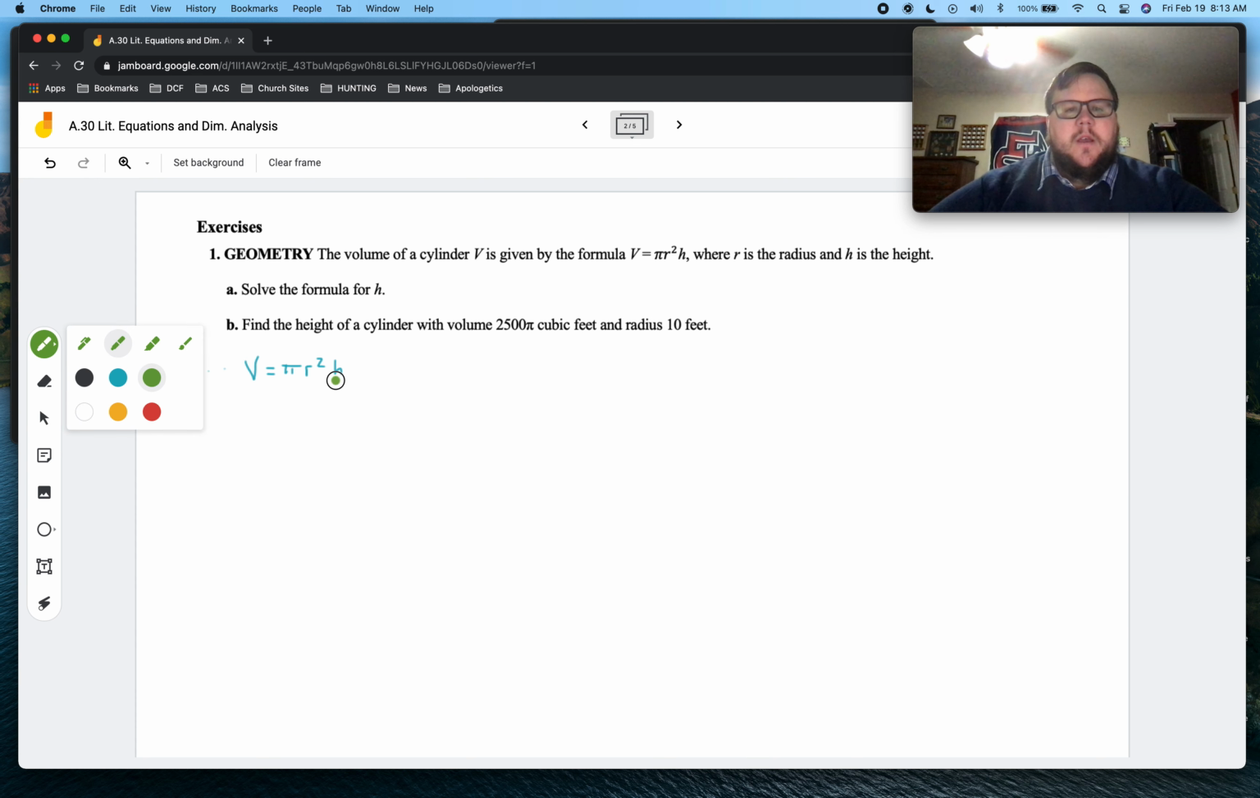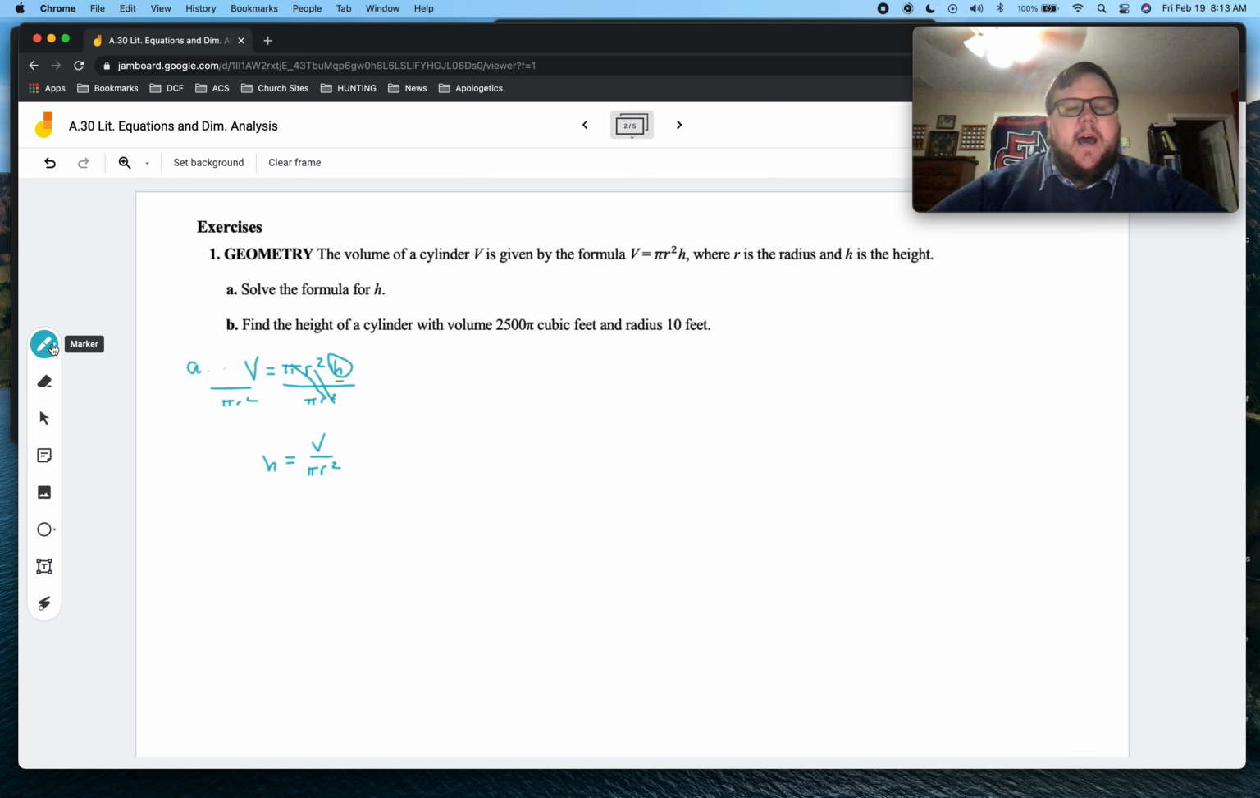So remember, I underline, circle, that's what I want to get everything away from. So what I'm going to do is divide both sides by everything that's multiplied by h, right? So I want h by itself, so I'll get rid of pi r squared on both sides. They cancel, and I get h equals volume V divided by pi r squared.